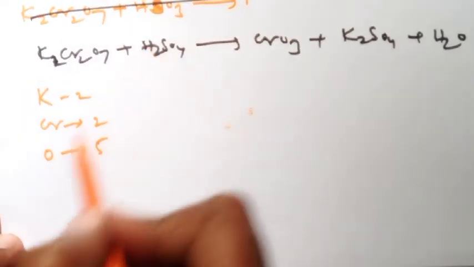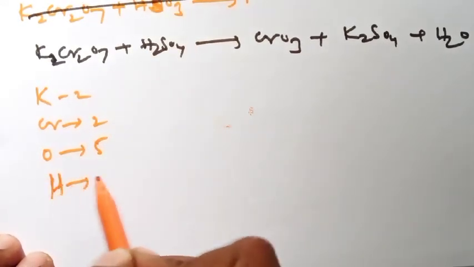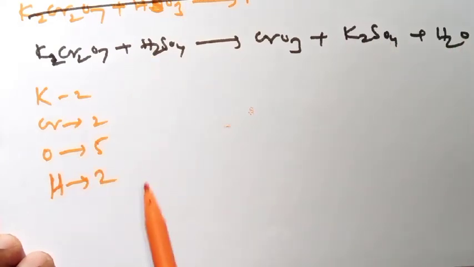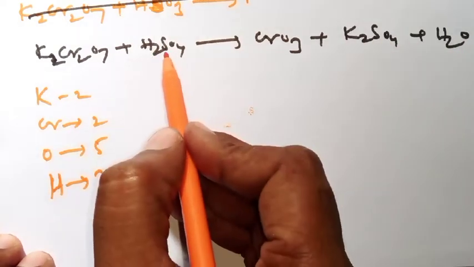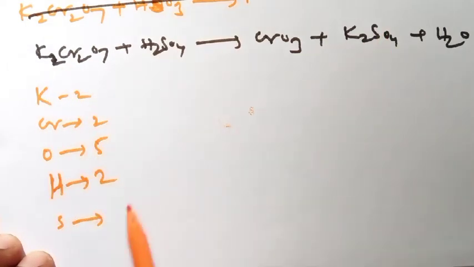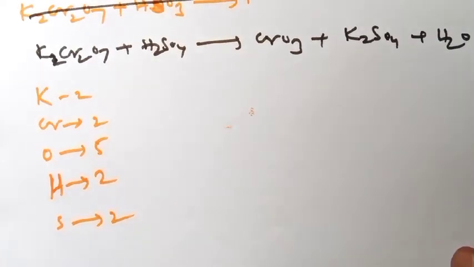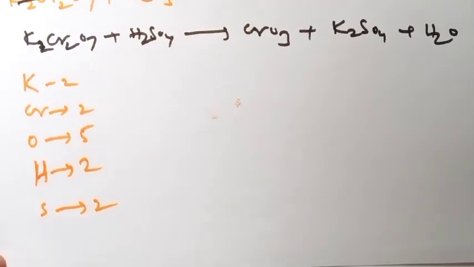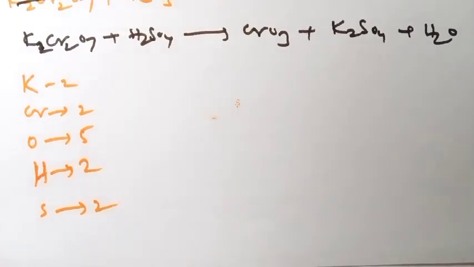After that, hydrogen. How many places is it repeated? 1 and 2. That is why 2. After that, sulfur. How many places is sulfur repeated? See there, here 1 and here 1, 2. 2 places. Whether it is a reactant or product, that is not the matter. How many places it is repeated, that we consider as the F number. Is it clear? Now we have written the frequency numbers.